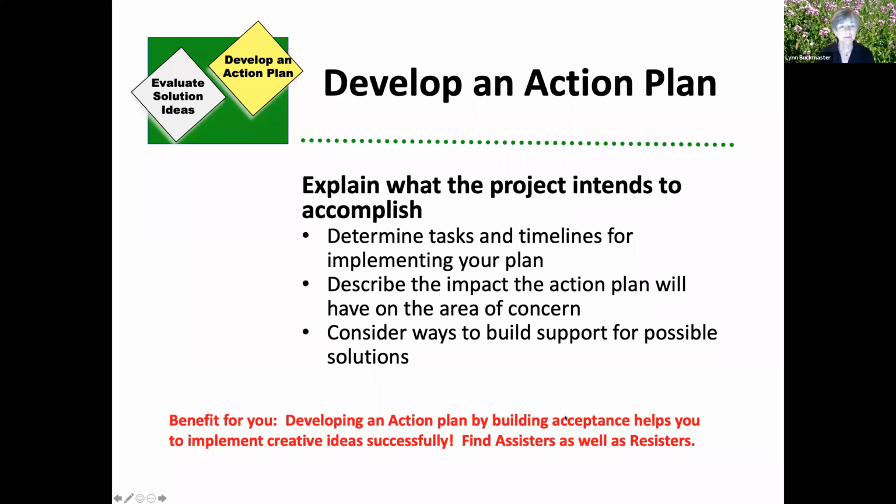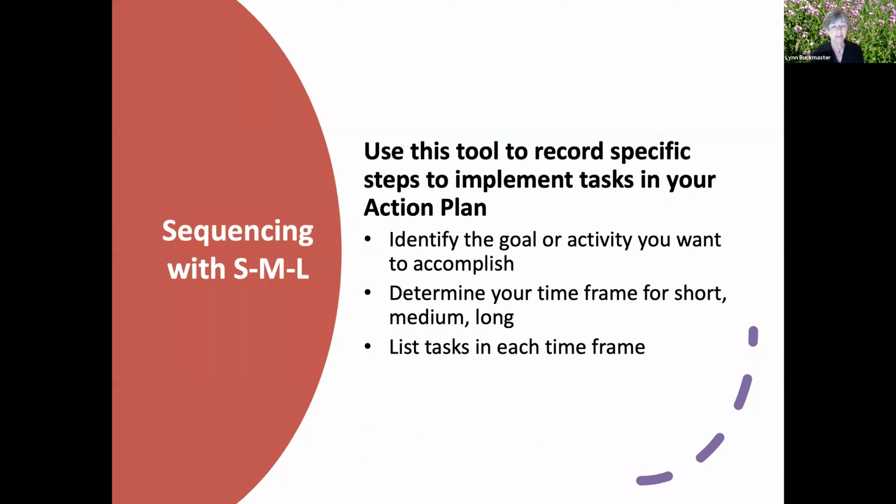Our last step is to develop an action plan where you explain what the project intends to accomplish. So you have to determine your tasks and your timelines for implementation, what impact the action plan is going to have on your area of concern, and how well it solves your underlying problem, and consider ways to build support for possible solutions. So one tool that you can use to do this is to record specific steps to implement tasks in your action plan. So you identify the goal or activity you want to accomplish, and you determine your time frame for short, medium, and long. And you list the tasks in each.